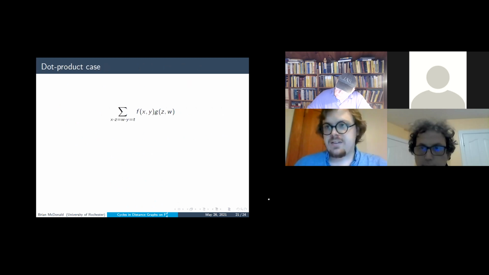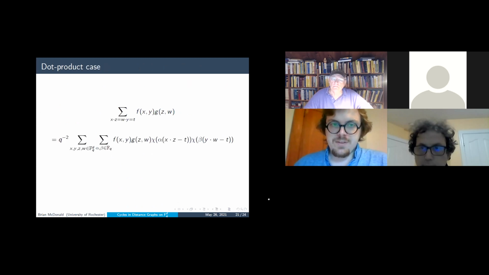So for the dot product case, you want to estimate the same sum, and we set it up quite similarly, except now, saying that the dot product of x and z is equal to t is not right. We can't write it in exactly the same way because there's not a function where that can be encoded as just a function of x minus z or something like that. But that's fine. So we'll write it this way, which is pretty similar to what we were doing in the other case, just written differently.